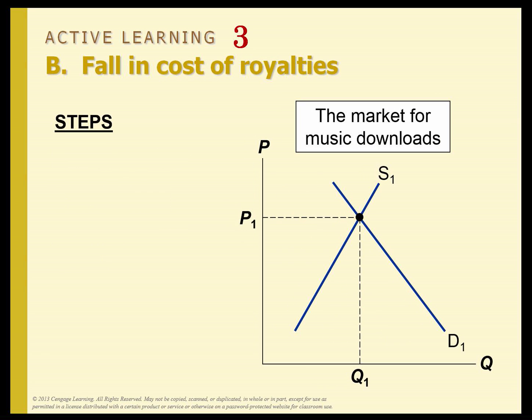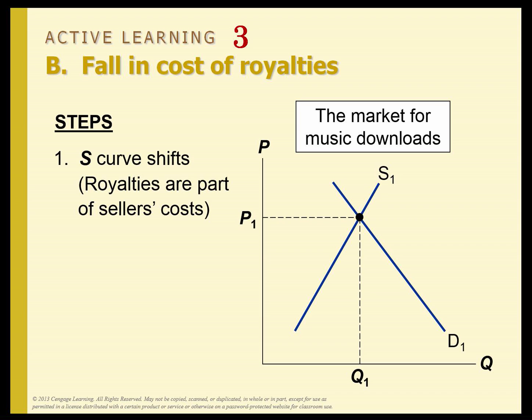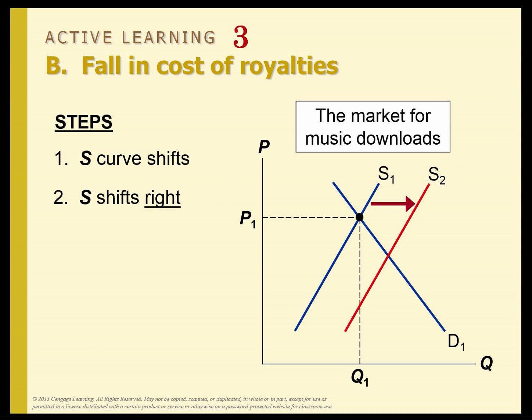All right, let's suppose there's a fall in the cost of royalties. That is basically how much money you have to pay to singers. So you can think about this as a supply curve, all right? The people who are selling the music have to pay the singers. So this is making it cheaper to supply music, so that's going to be an increase in supply. Remember, anytime a curve shifts to the right, that's an increase. Okay? And our new equilibrium looks like this.